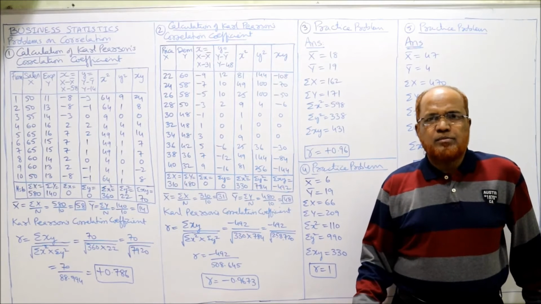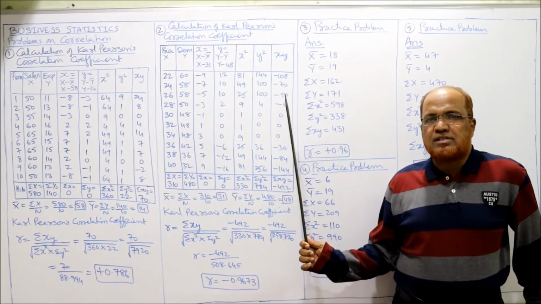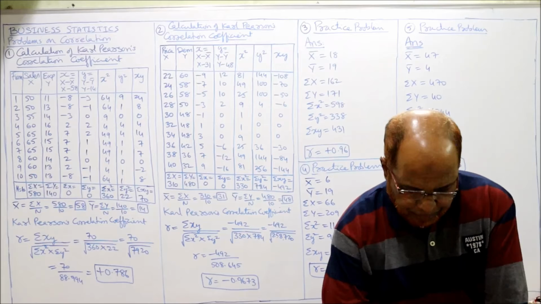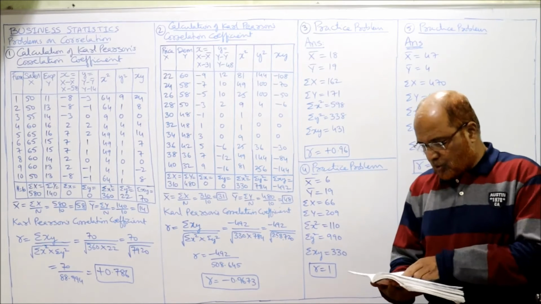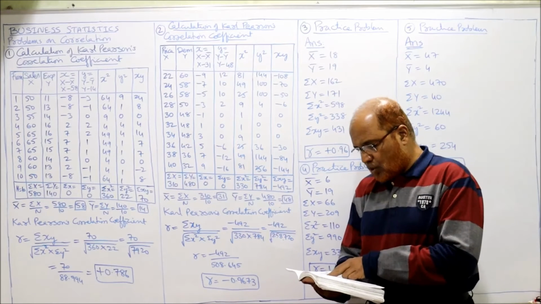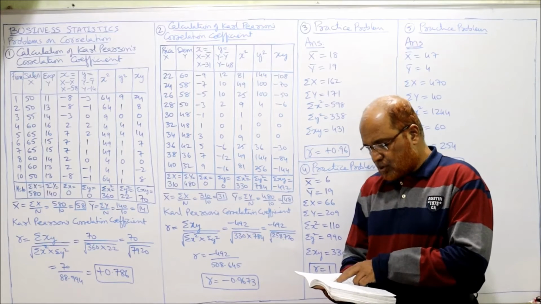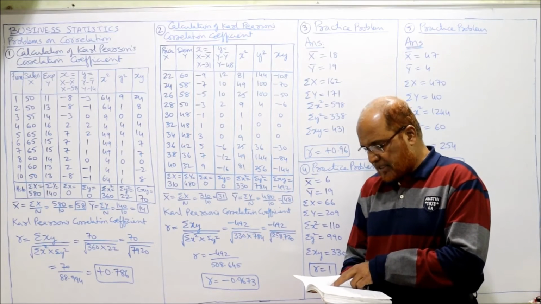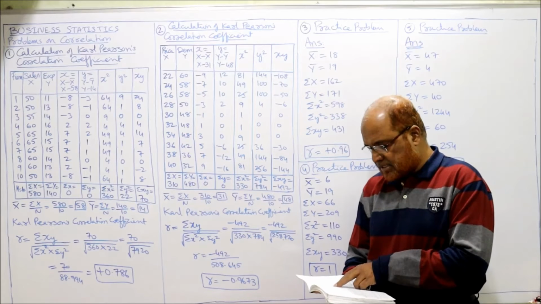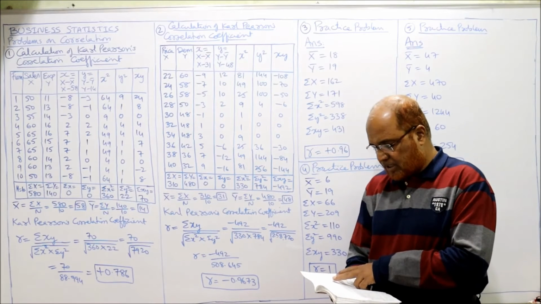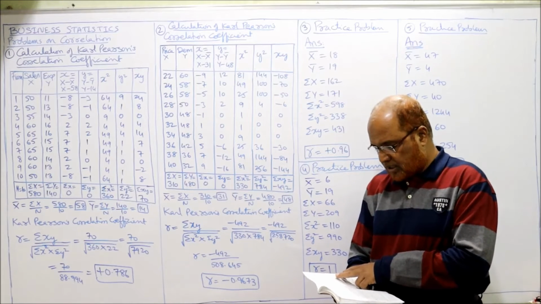So many problems are there. Next problem: after seeing two problems, I am giving you a practice problem. See the second problem, problem number 2. Calculate Pearsonian coefficient of correlation for the following series. Prices are given: 22, 24, 26, 28, 30, 32, 34, 36, 38, 40. Demand in tons: 60, 58, 58, 50, 48, 48, 48, 42, 36, 32.